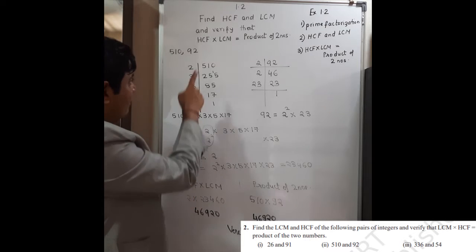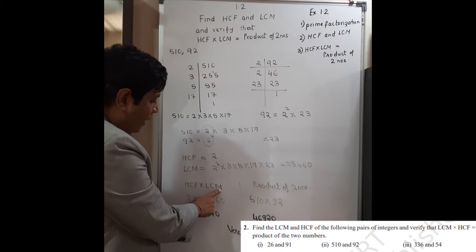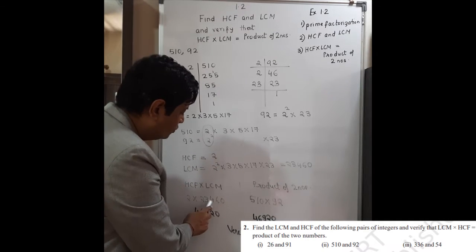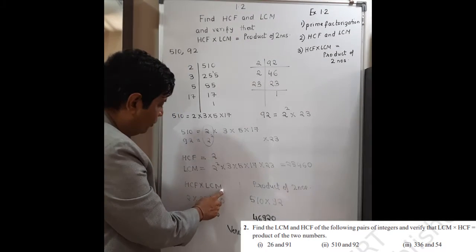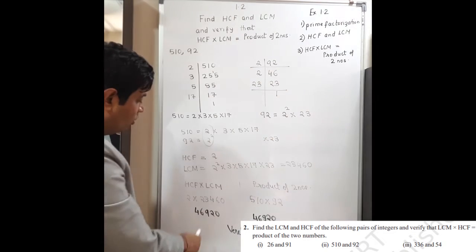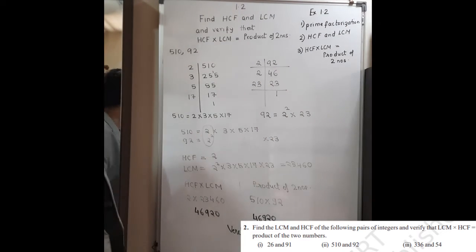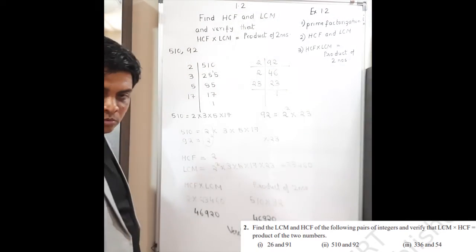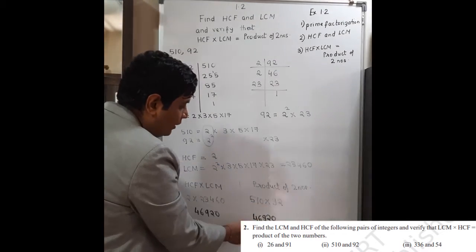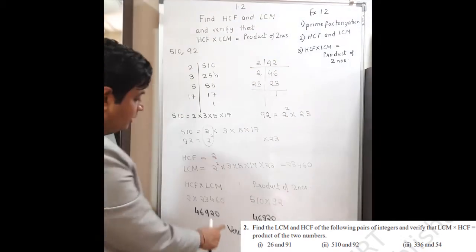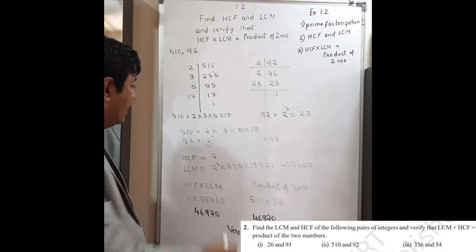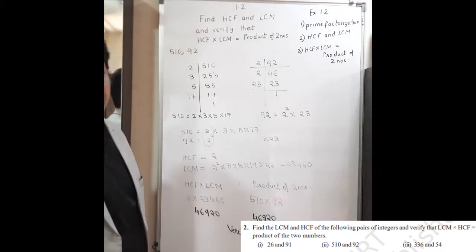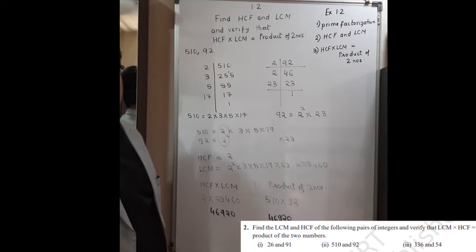Now we have to verify the formula. HCF into LCM. What will be HCF into LCM? HCF is 2. LCM is 23460. So HCF into LCM is 2 into 23460. So that becomes 46920. And what is the product of two numbers? It is 510 into 92. What is 510 into 92? It is 46920. So see, both the sides are same. So therefore, HCF into LCM is the product of two numbers, which is verified. Okay, please note down this sum.